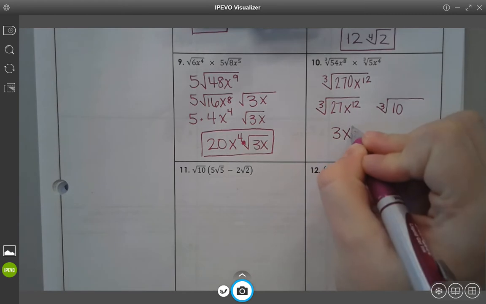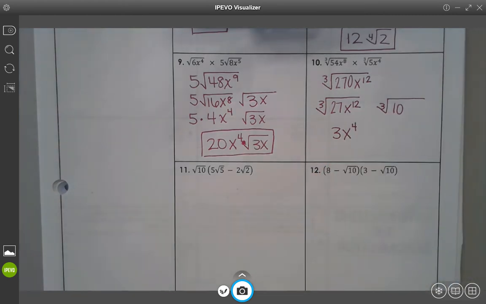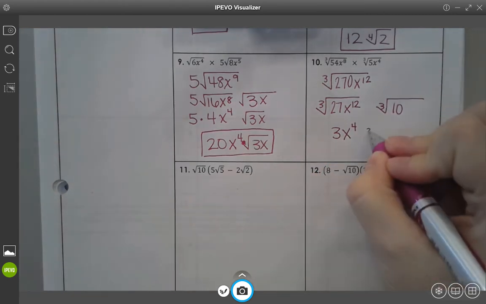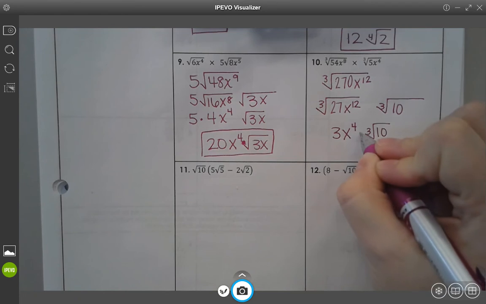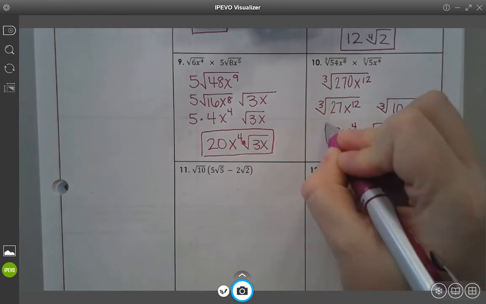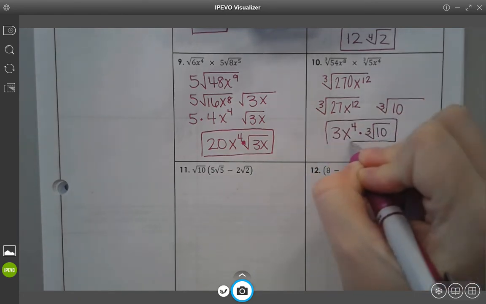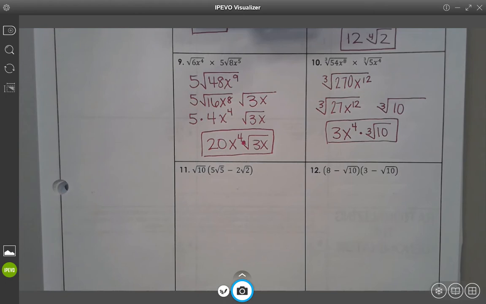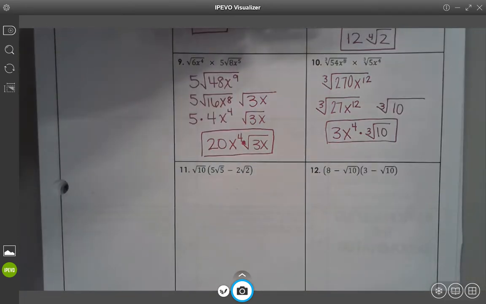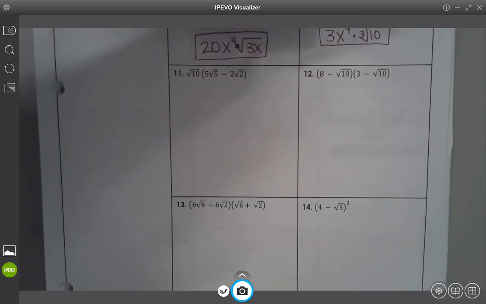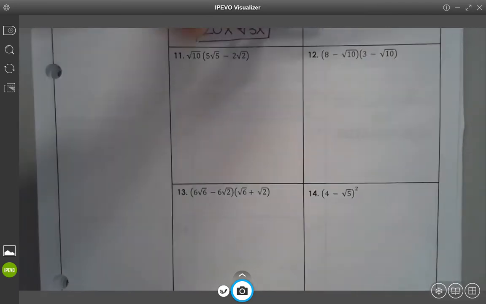So this is 3x to the 4th. We're dividing by 3. Cube root of 10. Questions so far? All right, now we got 4 more to go.